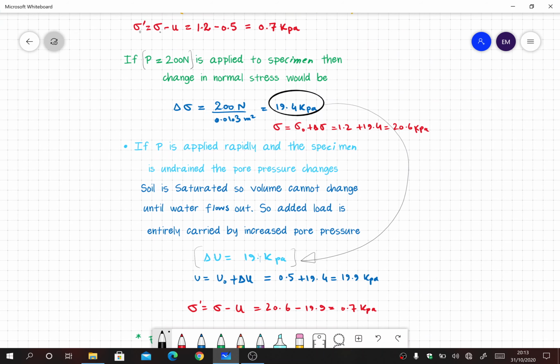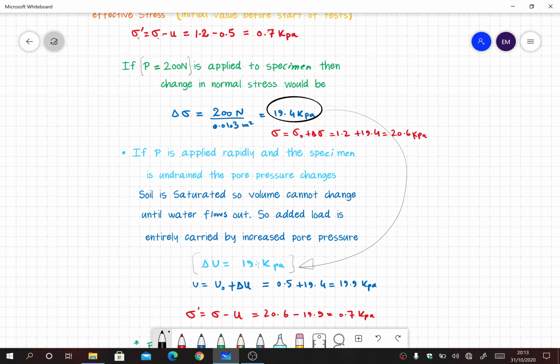This is very important to note here, that in the first case, the static case, when no load was applied, effective stress was 0.7, and again after application of 200 newton load, effective stress is 0.7 kPa. Why is this happening? Because we have already said that all the load is taken by the pore pressure and no load is transferred to the grain to grain contact. So that indicates sigma dash, that is effective stress, or the grain to grain contact, remains the same at the start and even after application of the 200 newton load.